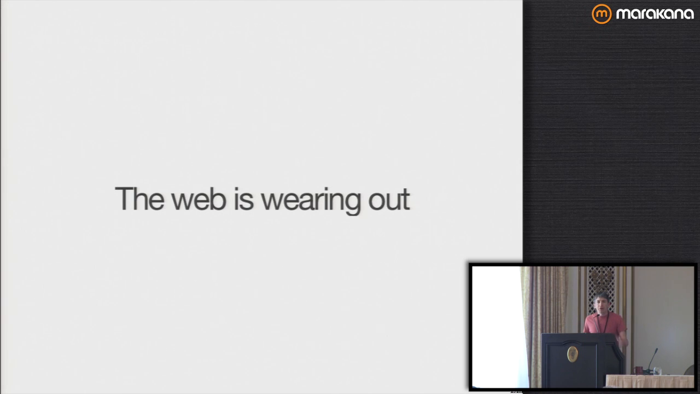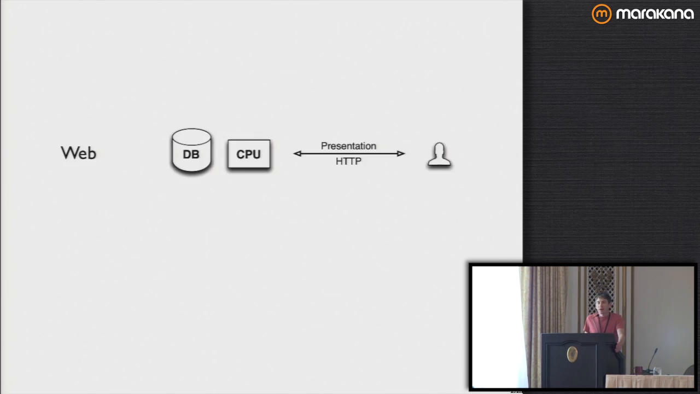So the web's wearing out, and I want to show you a couple pictures to illustrate what I mean by that. Here's a picture of what a web application looks like, your classic three-tier architecture. And the two things I want you to see here are we have a database and a CPU, the app server, that are physically close to each other. So they can be fairly chatty back and forth. Think about like a Rails app or a PHP app.